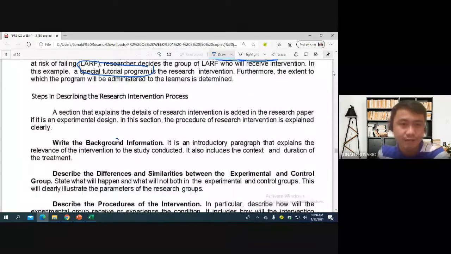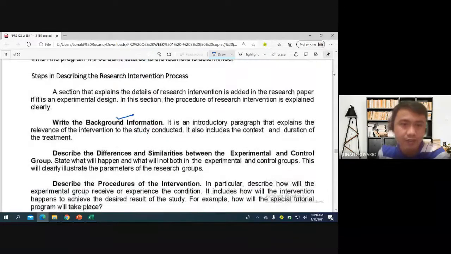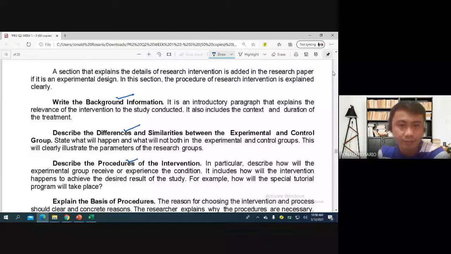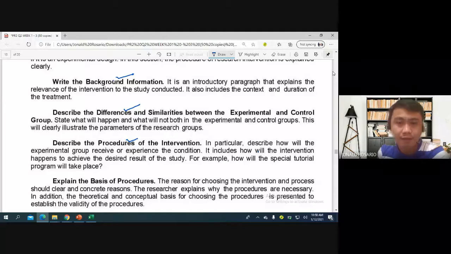The first one, write the background information. Describe the differences and similarities between experimental and control groups. Describe the procedures of the intervention. Yan, so kailangan i-describe natin yung procedure, kung paano it includes how will the intervention happen to achieve the desired result of the study. So paano natin i-implement yung paggamit ng intervention or pag-apply ng intervention dun sa ating mga respondents.